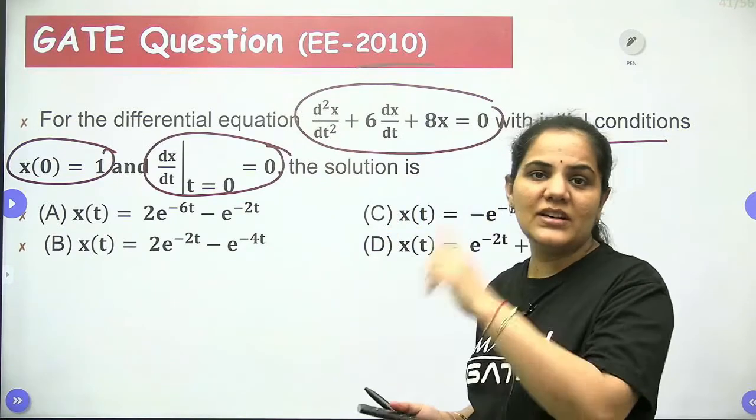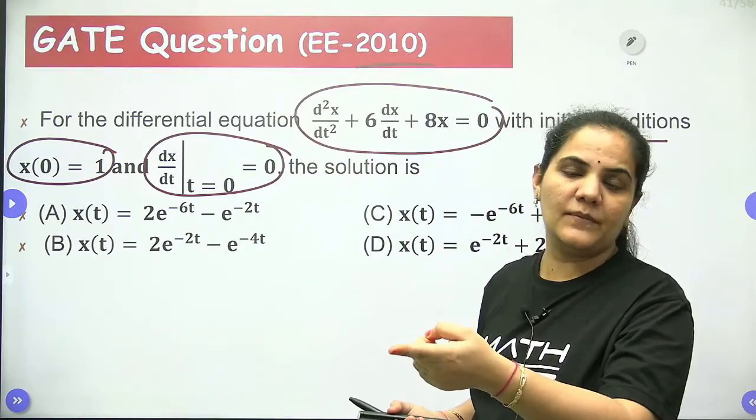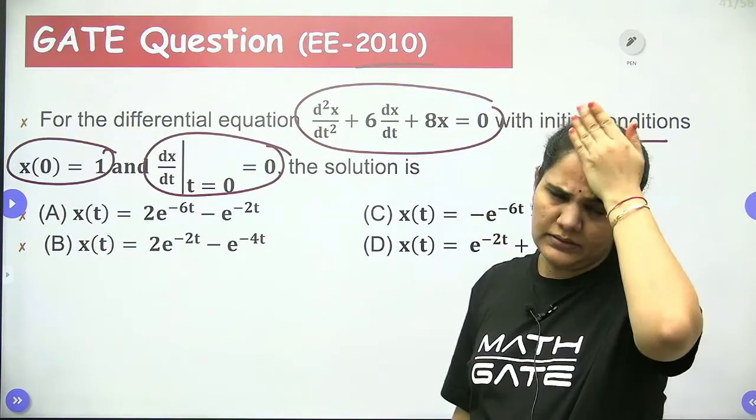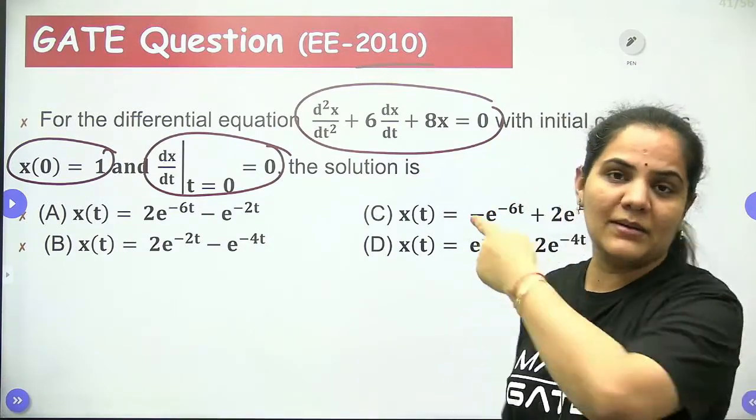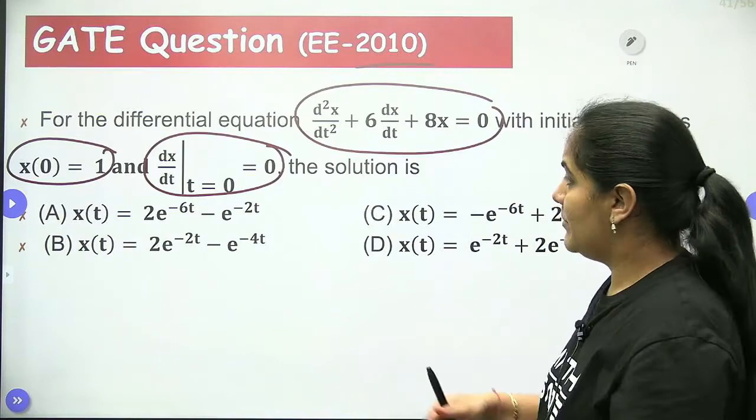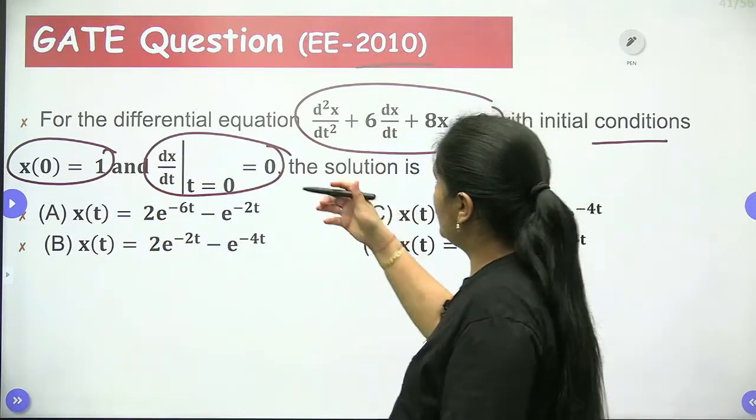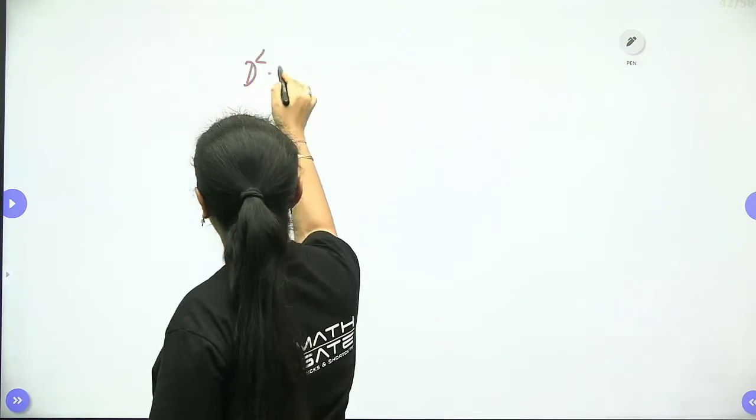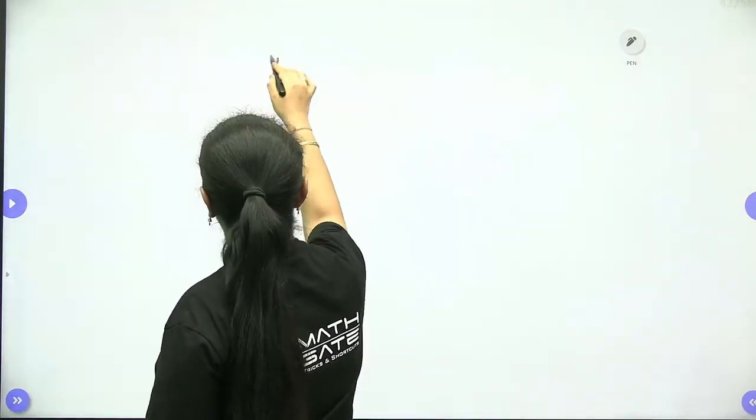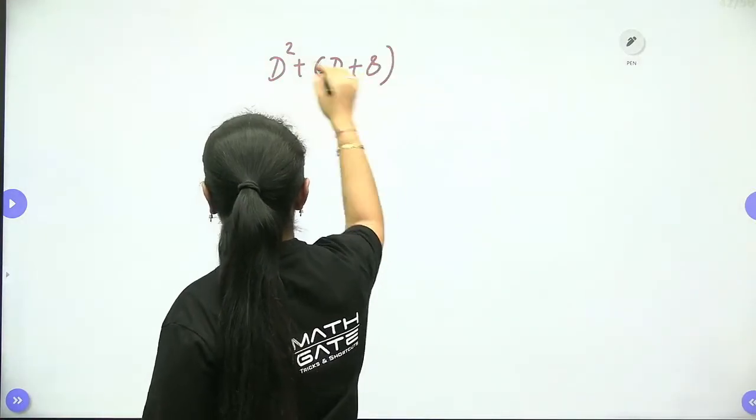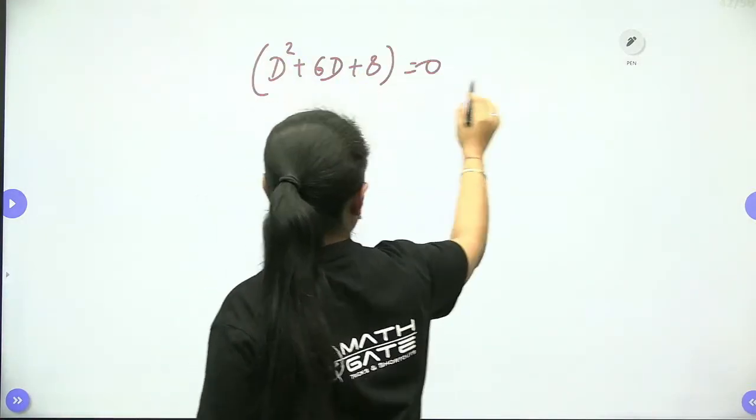The same question we discussed in the example, right? When I showed you the solution of the complex roots, I showed you the same pattern of example. Okay, now let's approach the equation. It will be D squared plus 6D plus 8 equals 0.